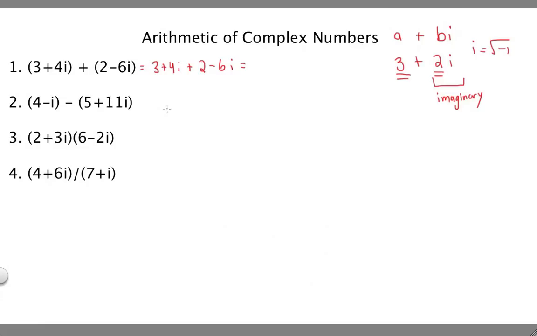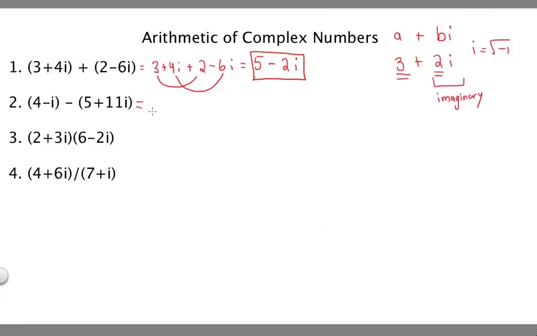Now we're going to do what we did in algebra. We're going to add or combine like terms. So we're going to combine the two real components, the 3 and the 2. 3 plus 2 is 5. And we're going to combine the two imaginary components, 4i minus 6i, which gives us minus 2i. That's our final answer for part 1.